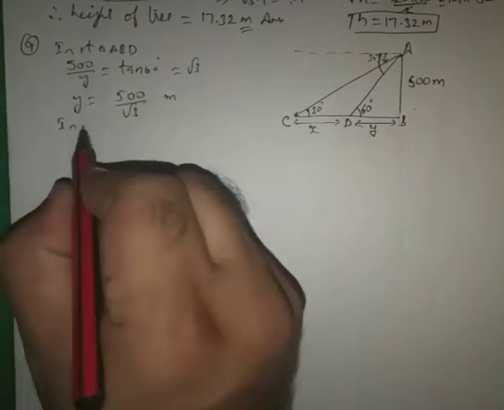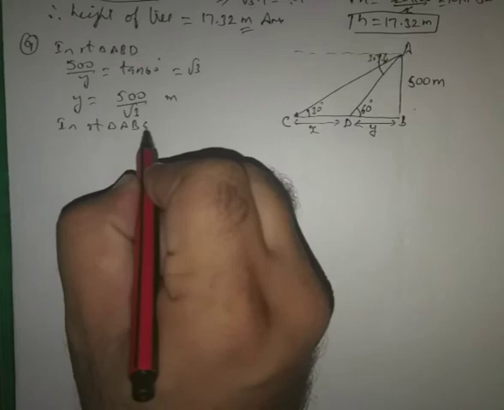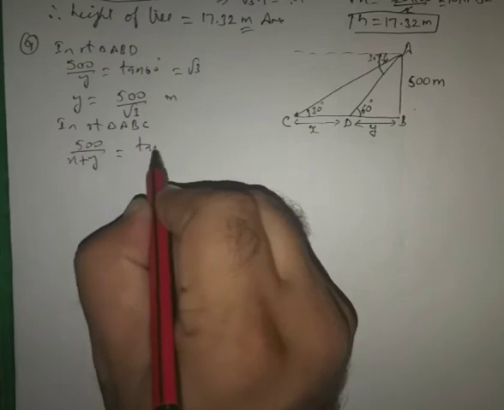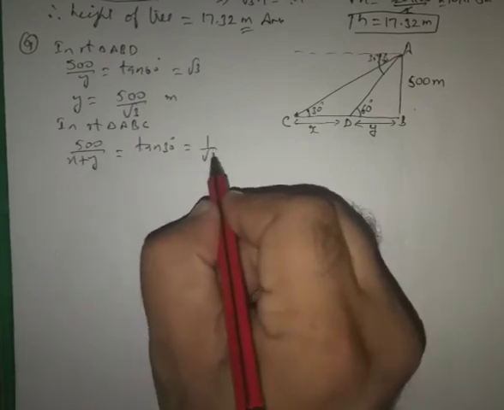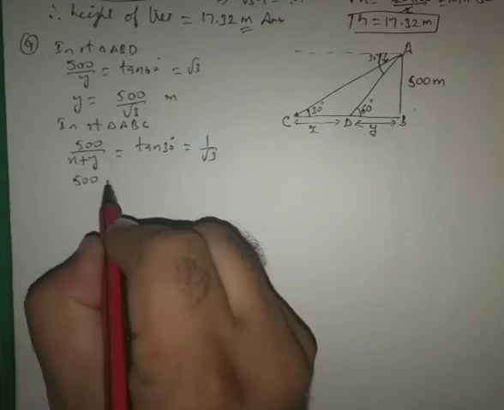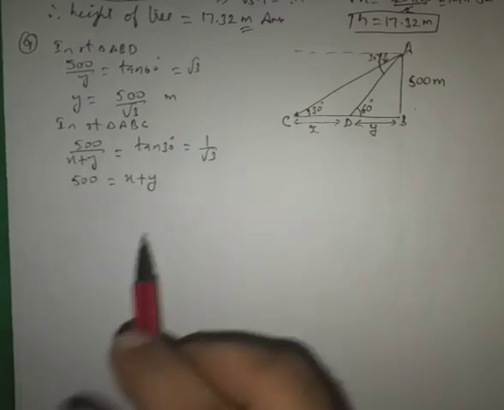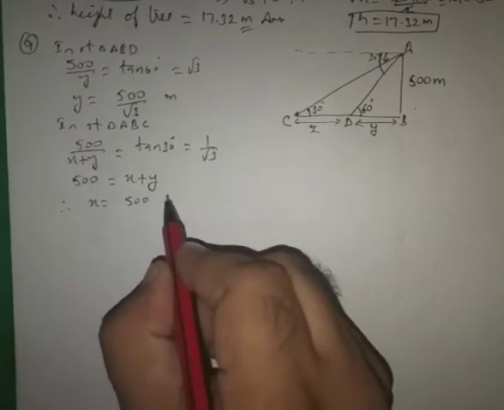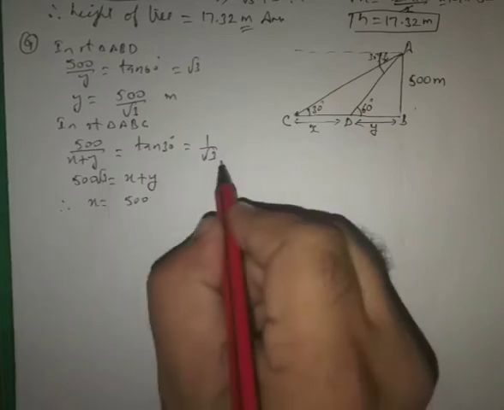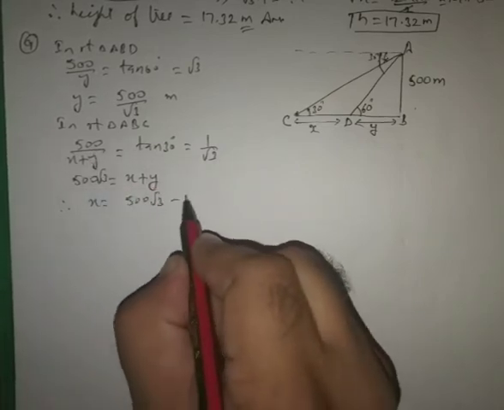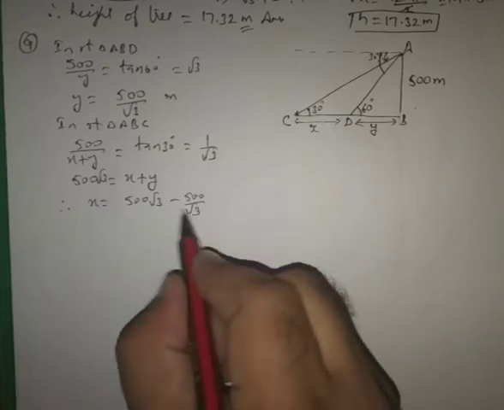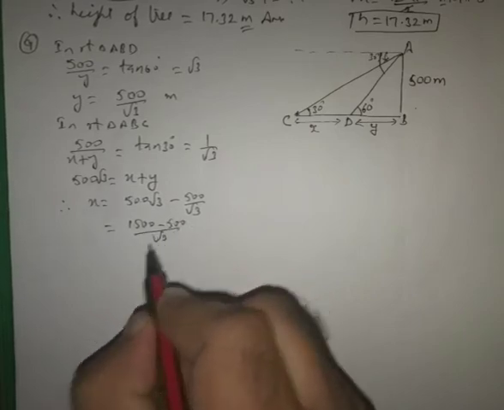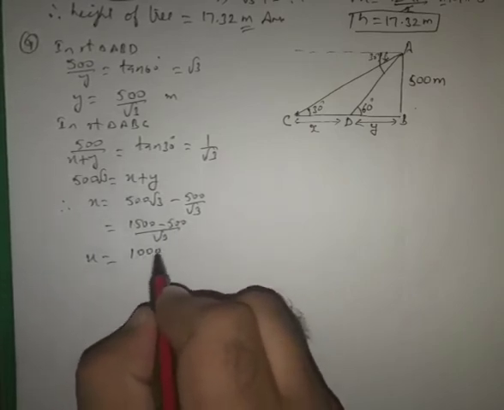And similarly, in right triangle ABC, 500 over X plus Y is equal to tan 30 degrees, that is equal to 1 over root 3, and on cross multiplying we will get 500 root 3 is equal to X plus Y. I am putting the value of Y here. Therefore X is equal to 500 root 3 minus 500 over root 3. This will become 1500 minus 500 over root 3. So X is equal to 1000 over root 3.